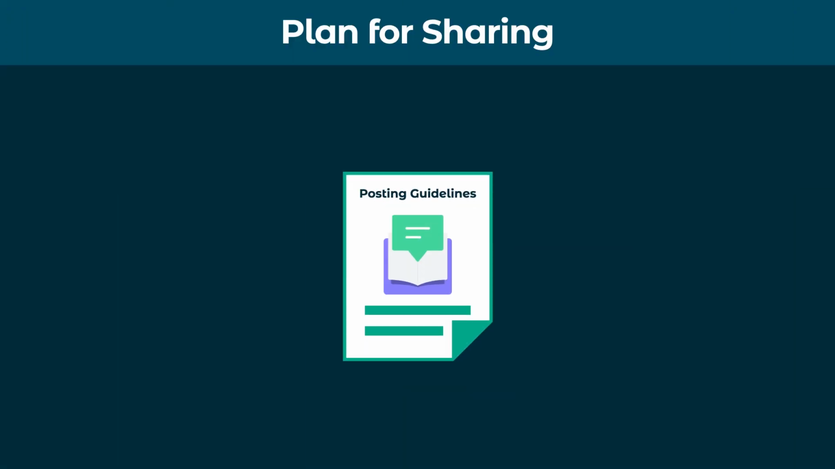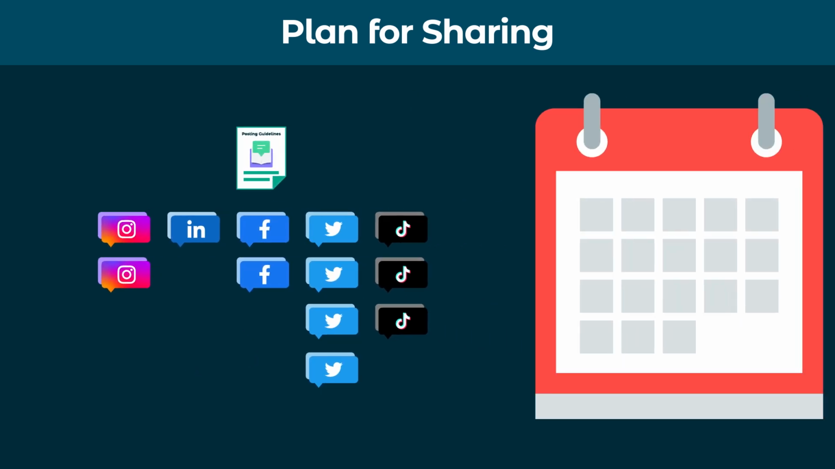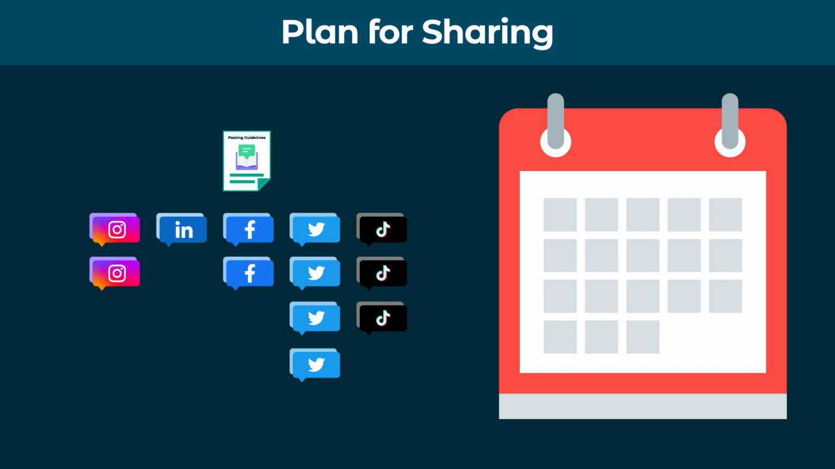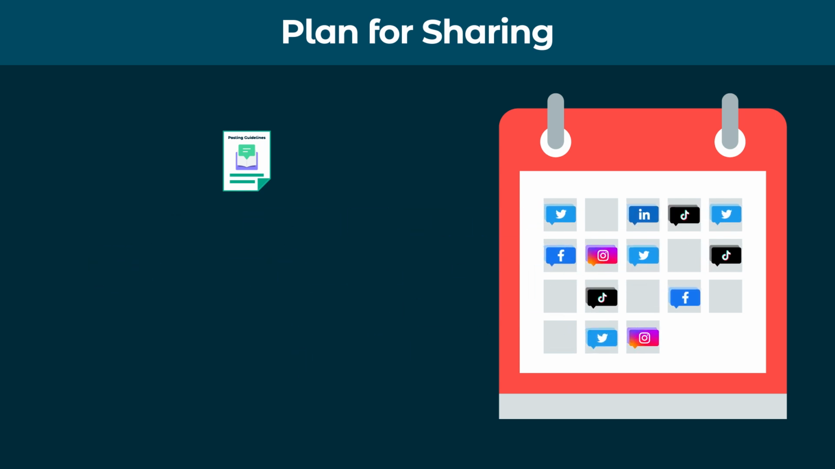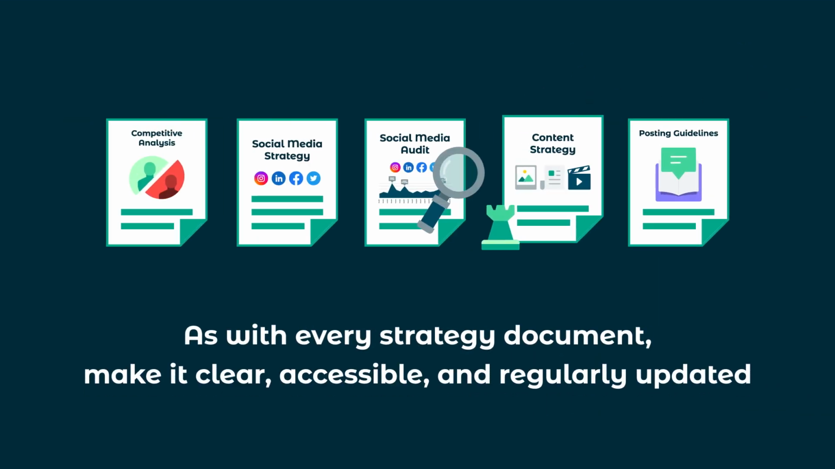Now create a guideline for how often you post. We recommend testing posting frequency on each network to find out what works best for your brand. So if engagement is low after your 3rd daily Instagram post, scale back. This guideline will be especially handy when you start working on your content calendar because you'll already know how many posts and the type of content you'll need to create in advance. As with every strategy document, make it clear, accessible, and regularly updated.